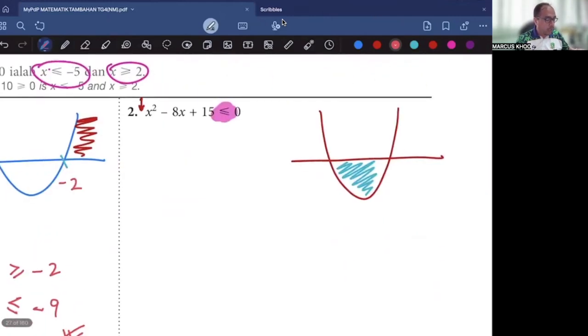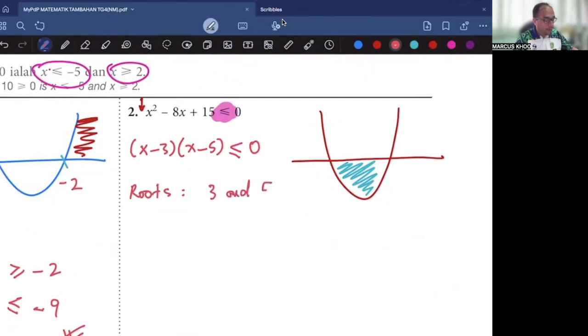Let's take a look at this. X squared minus 8x plus 15, okay, less than 0. Okay, so first of all, we have to factorize lah. So when you factorize, you'll get x minus 3 and x minus 5 less than 0. So what are my roots? Okay, my roots are 3 and 5.